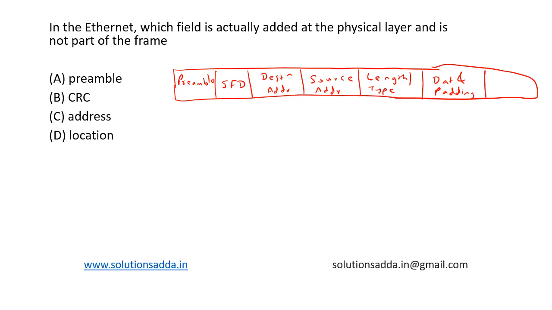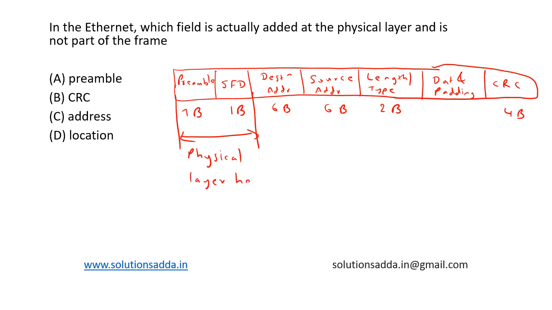Then we have CRC. So this is 7 byte, this is 1 byte, 6 byte, 6 byte, 2 byte and 4 byte. And these two fields, preamble and SFD, are actually part of the physical layer header. And the question is asking which field is actually added in the physical layer and is not a part of the frame. So based on the options, we have option A, preamble, as the right choice.